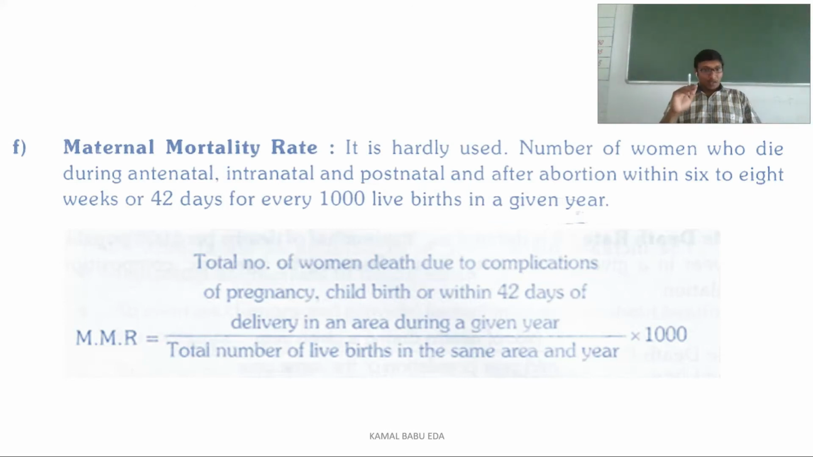Here you can see the formula: the total number of women deaths occurring due to complications of pregnancy, that is, childbirth or within 42 days of delivery, in a given area during a given year, divided by the total number of live births that occurred in the same area in a year, into 1000. If you do this, you will get the maternal mortality rate, MMR.